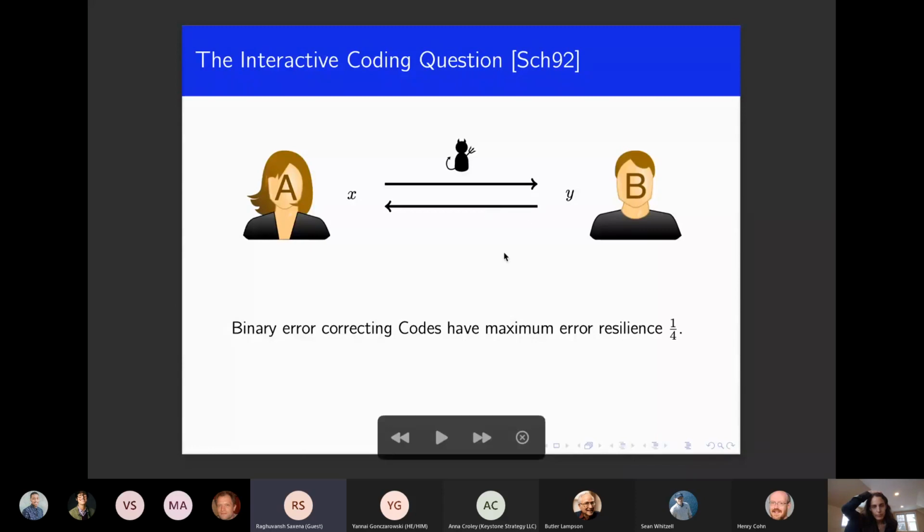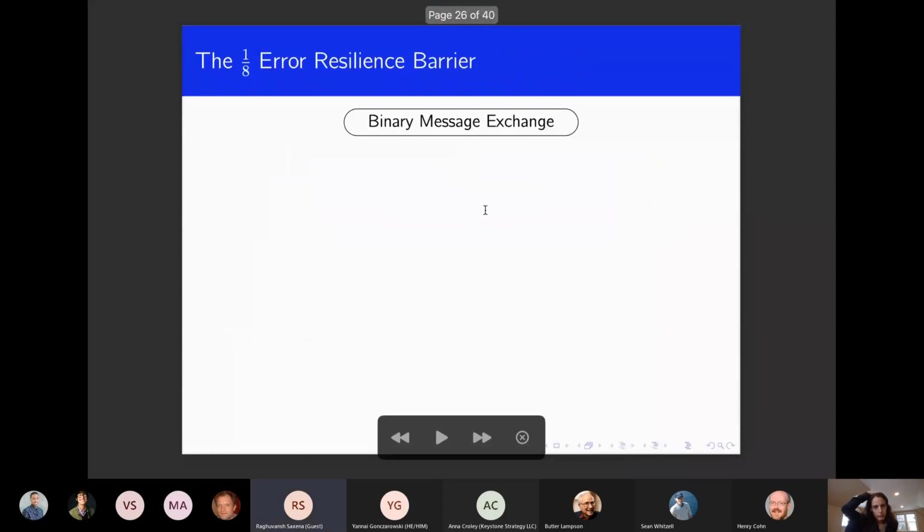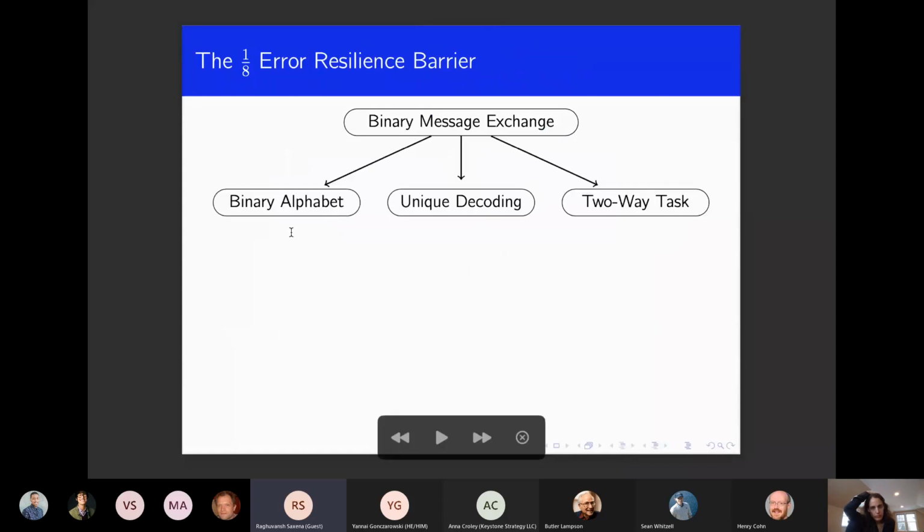This is known since a decade. It's actually trivial to do it for message exchange. It's also known for more general functions, but for message exchange, it's particularly simple. But we don't know anything better. And there is a reason we don't know anything better. There is a barrier at 1/8. And the barrier comes from 3 properties of the message exchange task. So when we talk about message exchange in the binary setting, the first thing we want is a binary alphabet. Our protocol can only send bits.